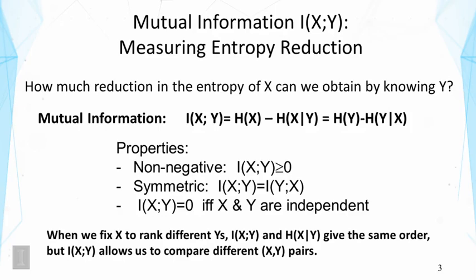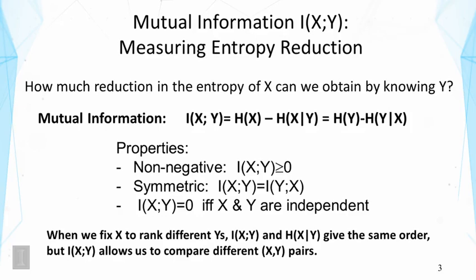Now, normally the two conditional entropies, H of x given y and H of y given x, are not equal. But interestingly, the reduction of entropy by knowing one of them is actually equal. So this quantity is called mutual information, denoted by I here. And this function has some interesting properties.